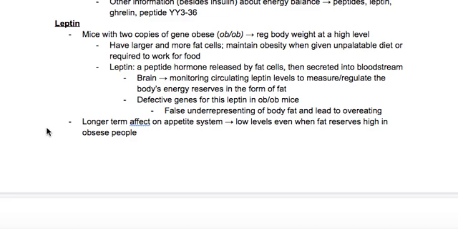Leptin is mostly important. Leptin is a peptide hormone that's released by fat cells, then secreted into the bloodstream. The brain, in monitoring the levels of circulating leptin, measures and regulates the body's energy reserves in the form of fat. So it has a long-term effect on appetite, and it's in low levels even when fat reserves are high in obese people. So it's usually a hunger controller.